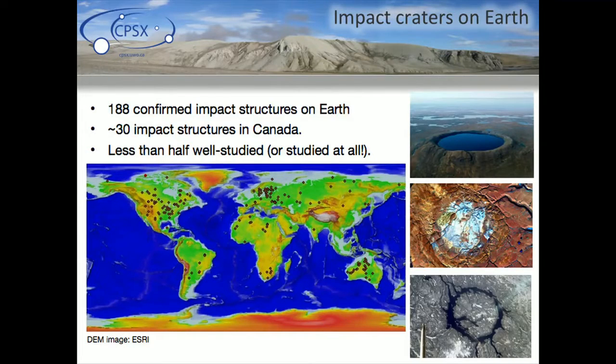So again, I hope the screens are fairly small, but hopefully you can see from the back. We now know of about 188 impact craters on Earth. Again, that number should be several tens of thousands if Earth was really like the moon.